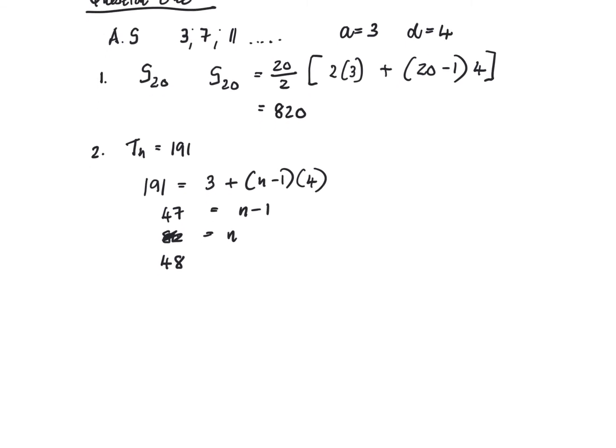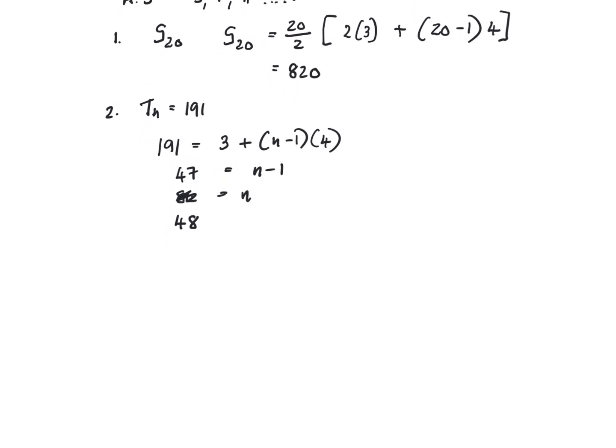The next question says, determine the largest value of n for which the sum of the above will have a value of less than 120. So the word that sticks out to me is sum. Okay? So if I'm looking for s to the n, I don't know what n is. So it's n over 2. I do know that my a value is 3. And I do know that my d value is 4.